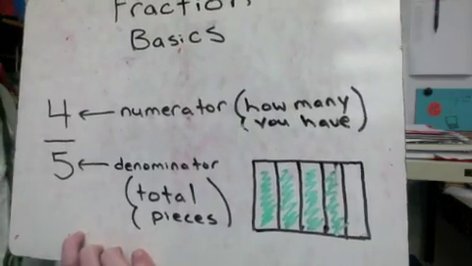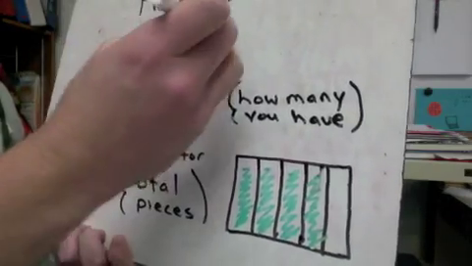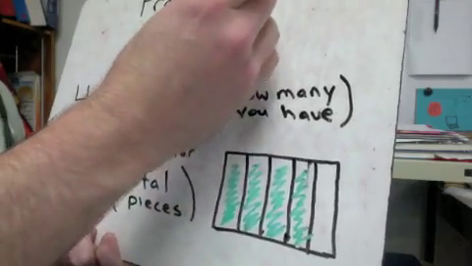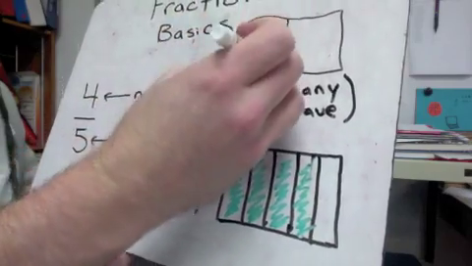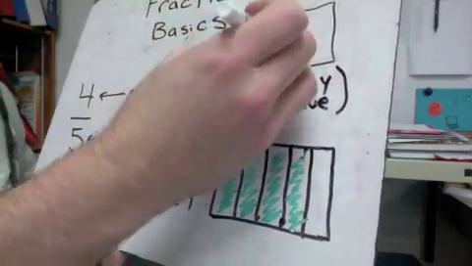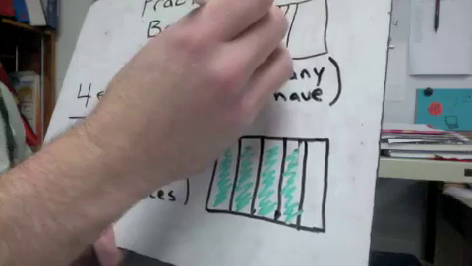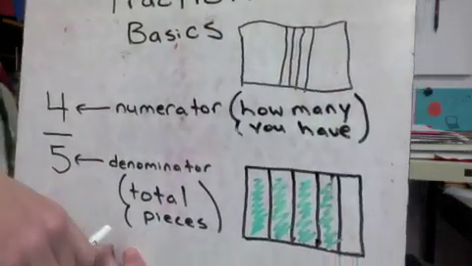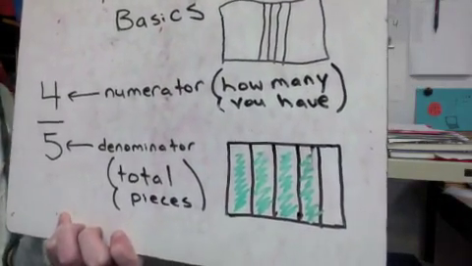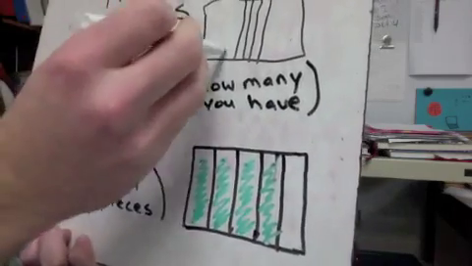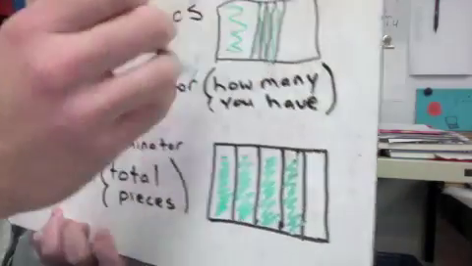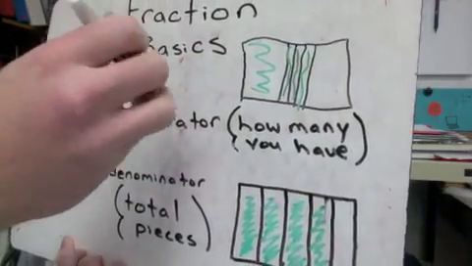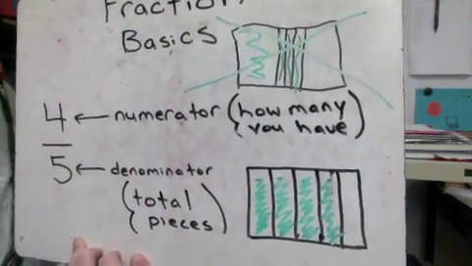Now if I did something like this, where I made basically the same size hole that I have there, and I did 5 like that, and let's say I came back and I filled in 4 of those. That is not 4/5. That is definitely not 4/5 because the pieces are not the same size.